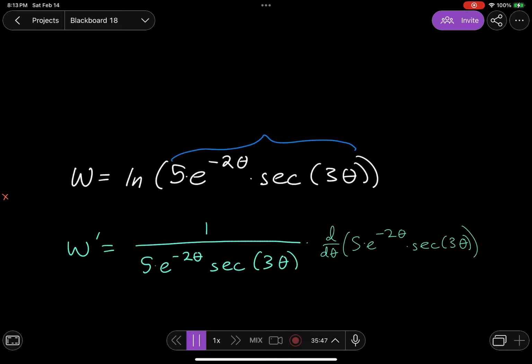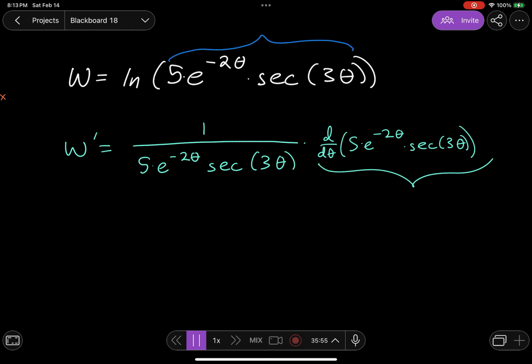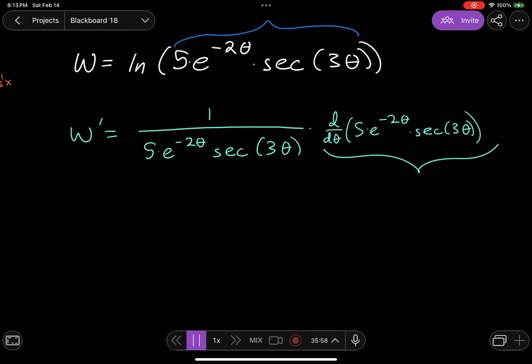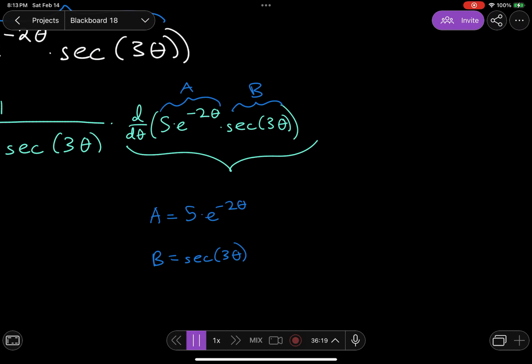All right. This is going to be the big side quest. We have to pause and figure out what this is because this is in itself a product rule. All right. So let me name this, maybe, this part right here. Let's name this A, and let's name this B. So A is equal to 5 times e to the negative 2 theta. We got B, which is equal to the secant of 3 theta. And to literally find the derivative of A and B, we have to use the chain rule. So all sorts of derivative rules that we got to use all at once.